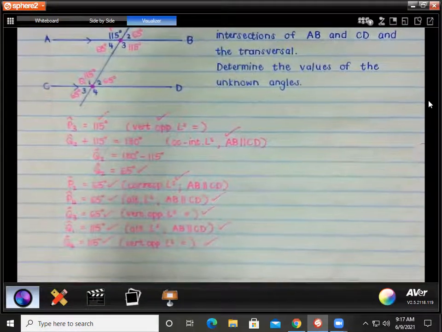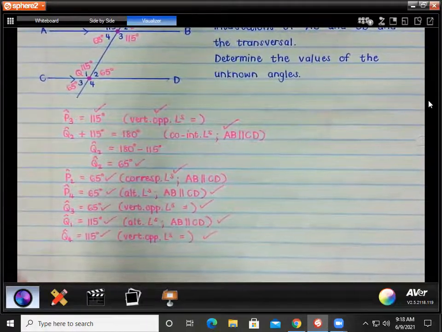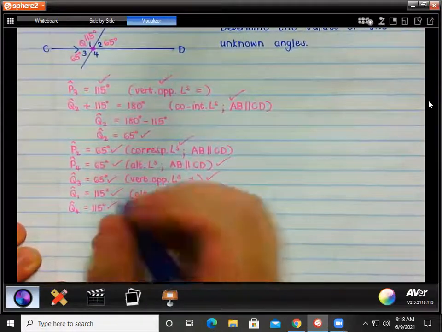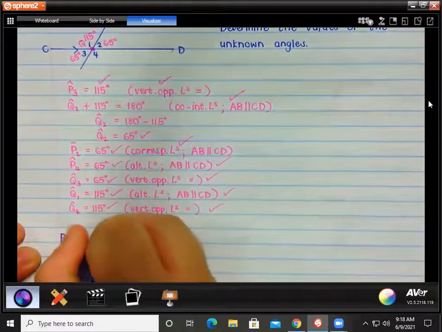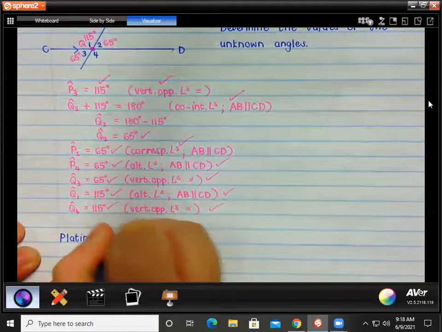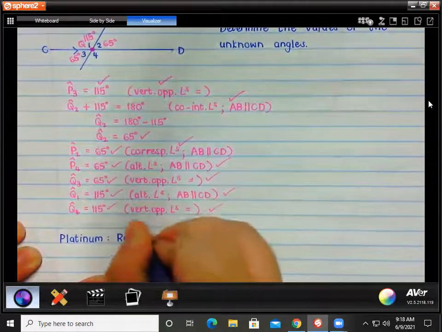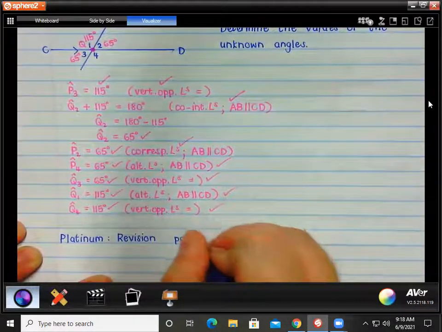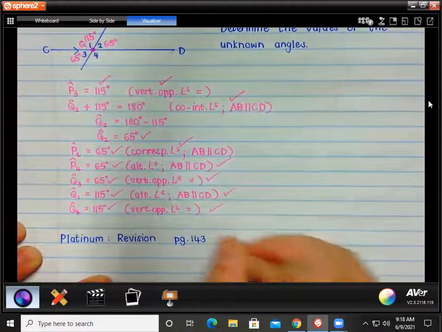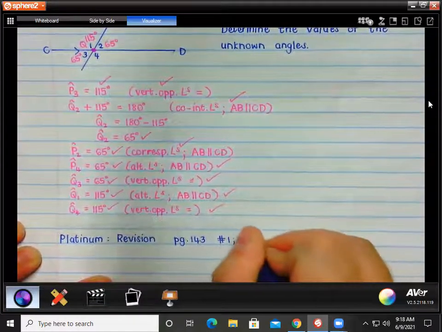All right, guys, you're going to practice a couple of these on your own for homework. So in your platinum textbook, you are going to look at the revision exercise on page 143. And I want you to do numbers 1, 2, and 5.